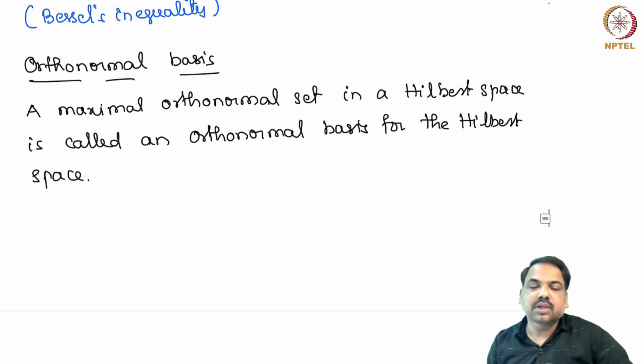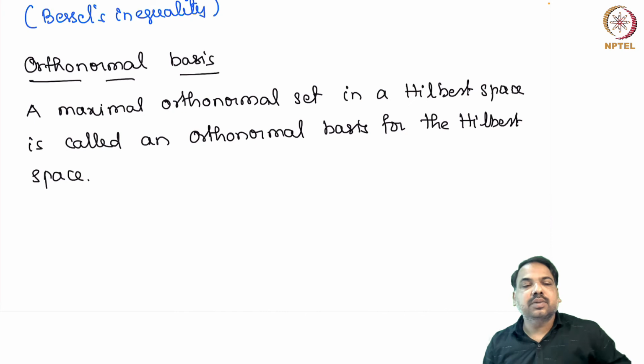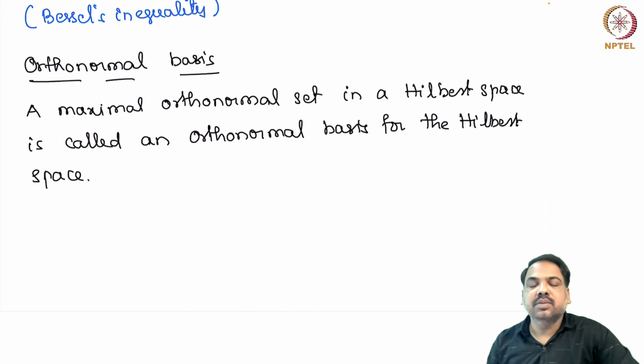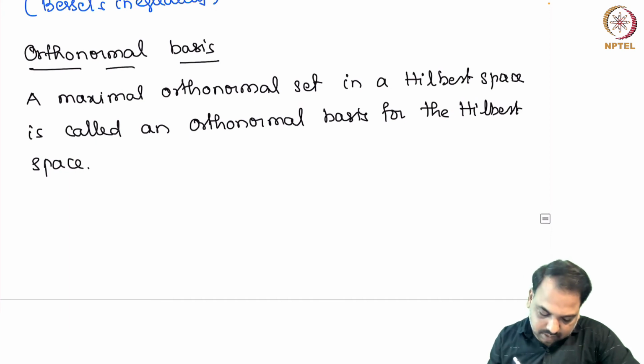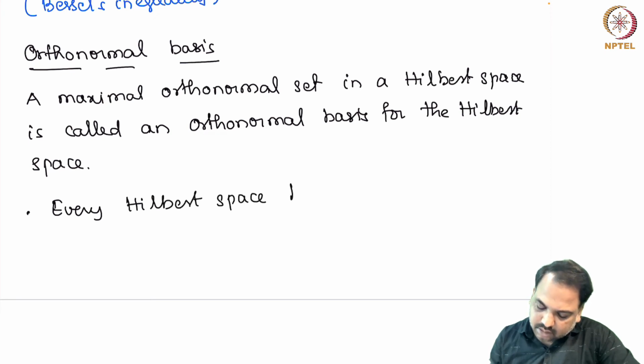We know that every Hilbert space has a basis, and using the Gram-Schmidt process we can convert a linearly independent set into an orthonormal set. Now using the Zorn's lemma we can get that every Hilbert space has an orthonormal basis. So every Hilbert space has an orthonormal basis.